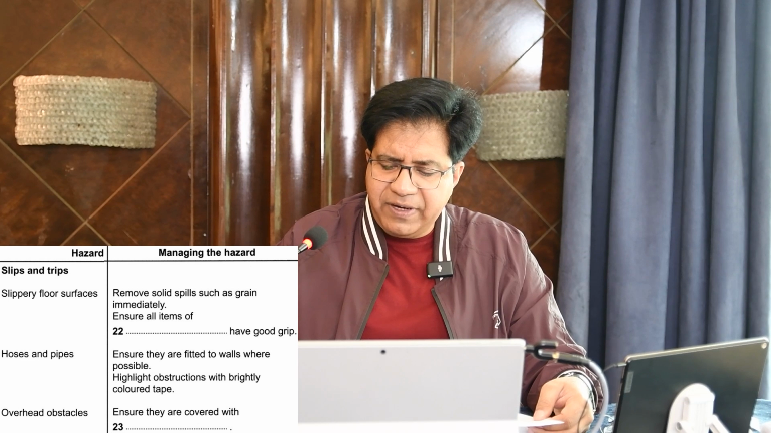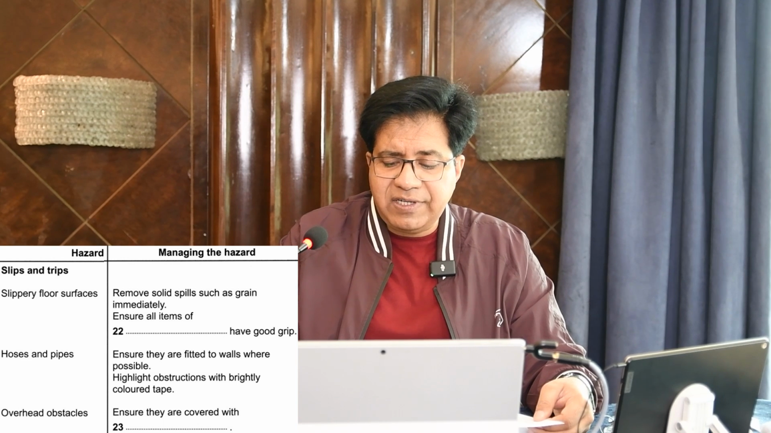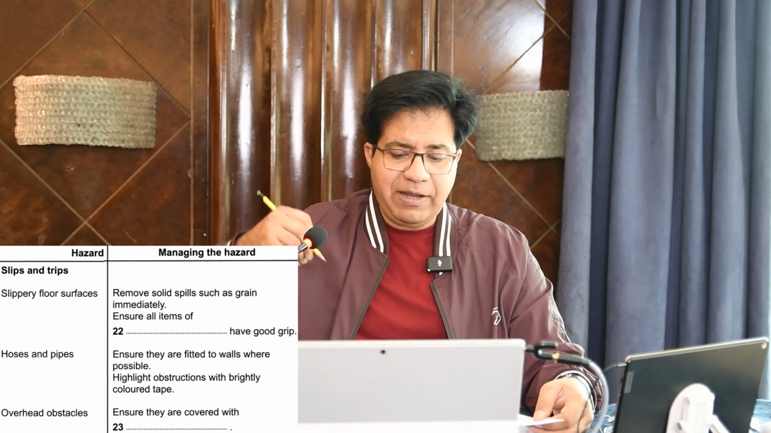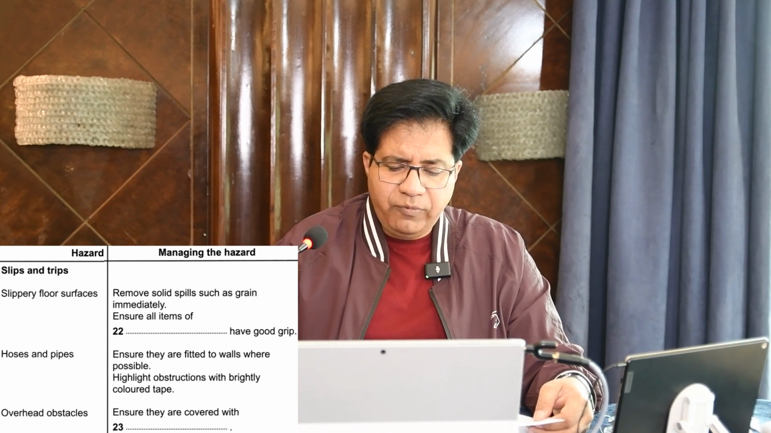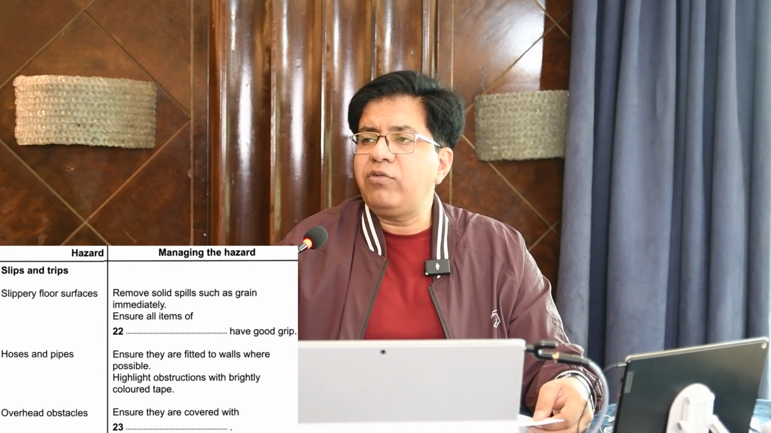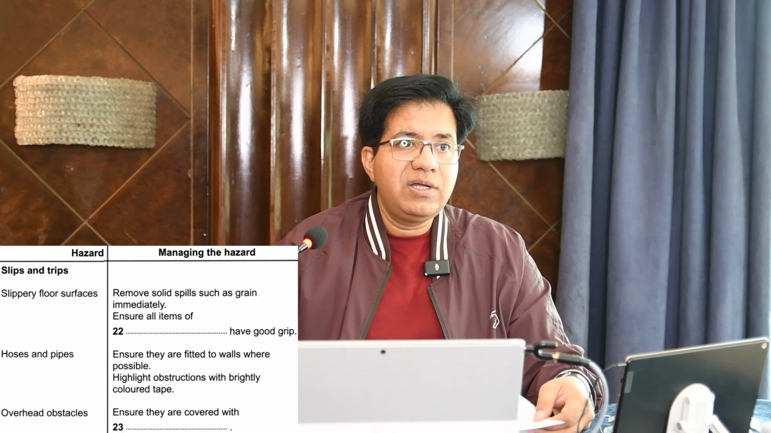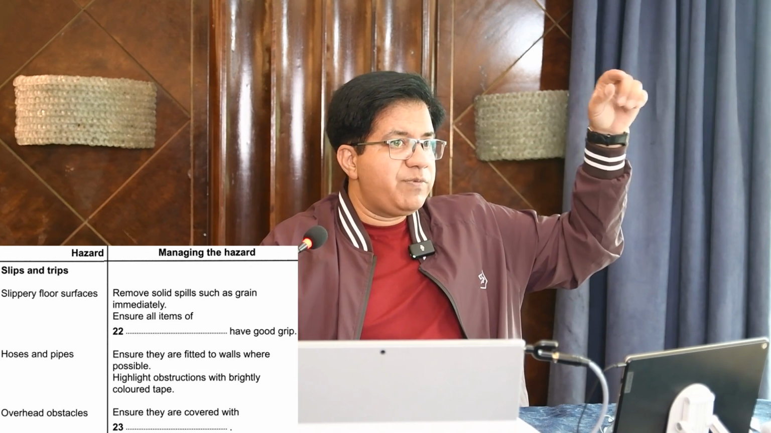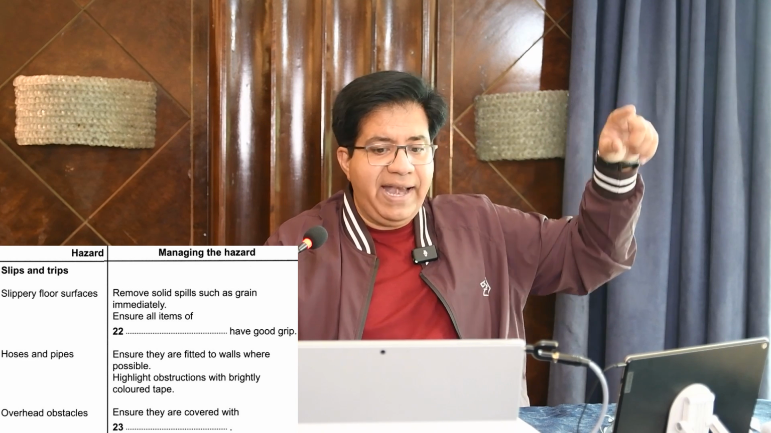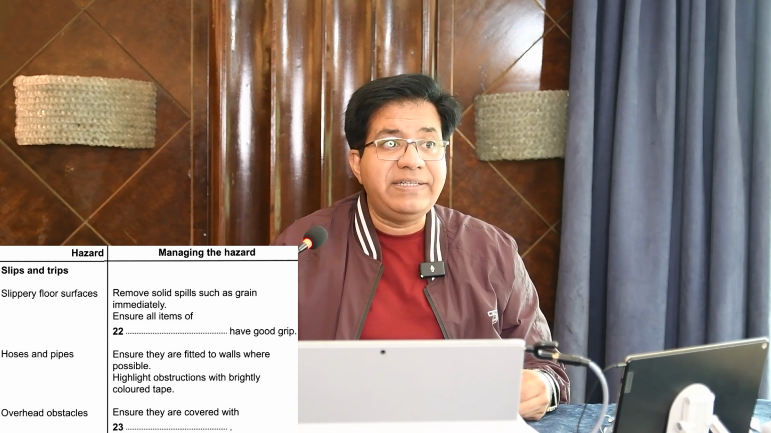Now we read on. Ensure they are fitted to walls. Then they talk about highlight obstruction with brightly colored tape. Underline the word tape. Now answer will come after tape. Question number 23. Overhead obstacles. Ensure they are covered. What do they mean by they? Overhead obstacles. Overhead obstacles like the things which may bump into your head. Overhead obstacles. Ensure that they are covered with dash.